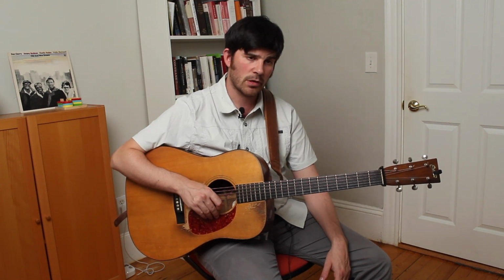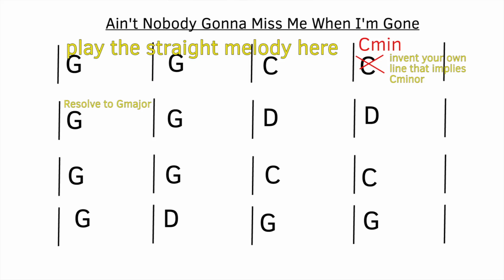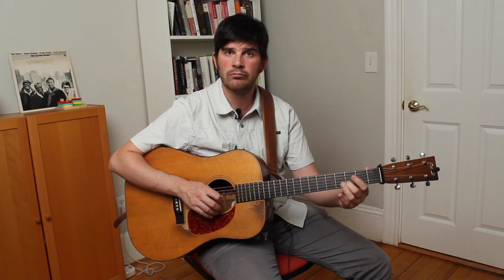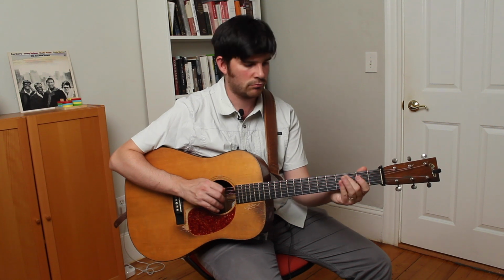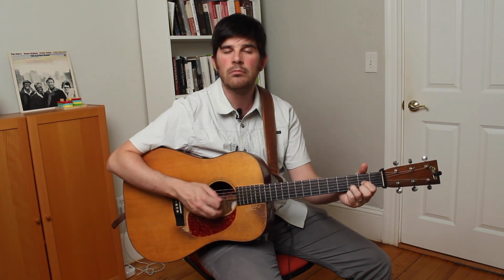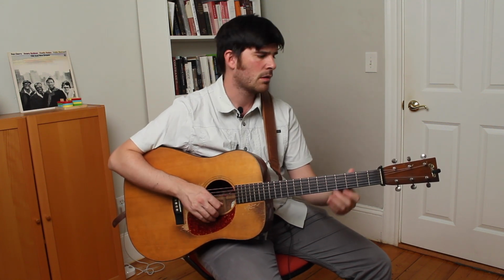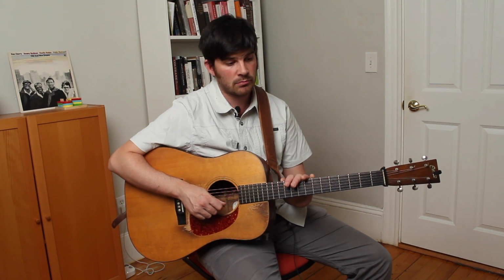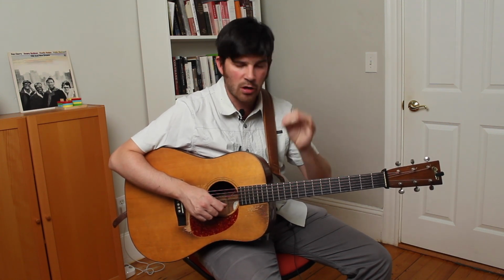Here's what that would sound like. 1, 2, 3. There ain't nobody gonna miss me when I'm gone. So I just kind of made up a melody for the next 4 bars after that. But that's the general idea. So to get really microscopic, you might just practice making up 8 eighth notes that imply C minor and then resolving them to a G.